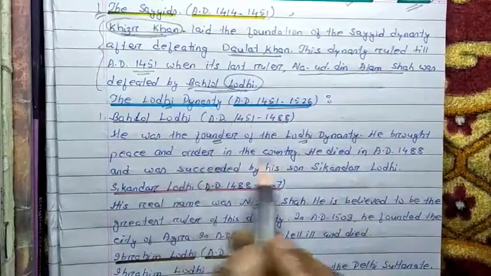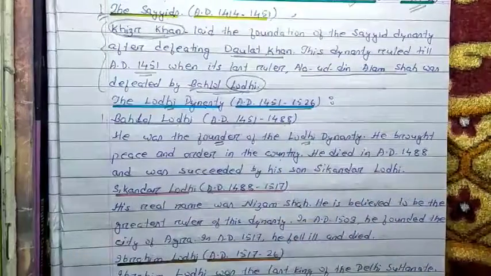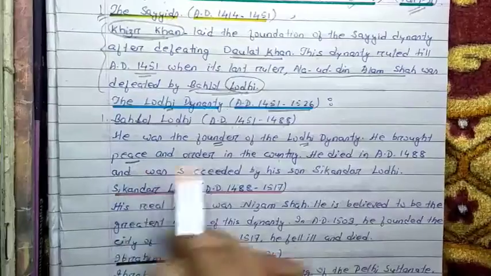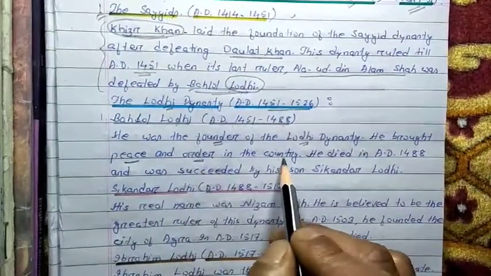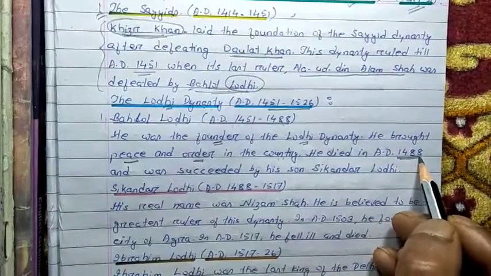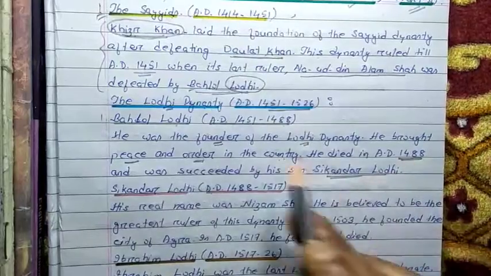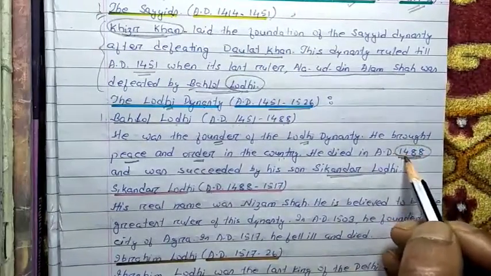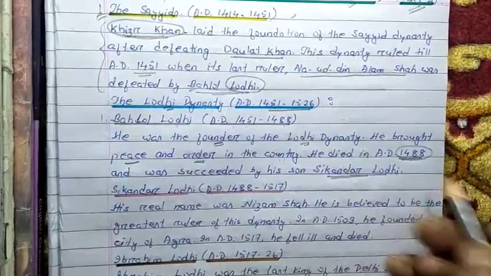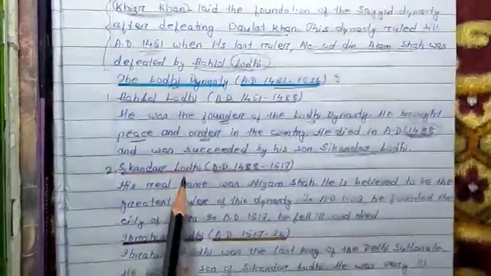He brought peace and order in the country. Before Bahalul Lodhi, in society there was no law and order, there was no peace. So when he became the ruler, he brought peace as well as law and order in the country. He died in 1488 AD and was succeeded by his son Sikandar Lodhi, the second ruler of the Lodhi dynasty.